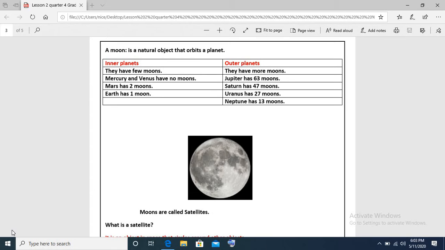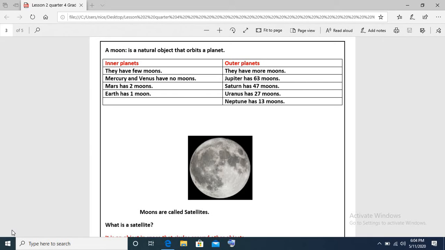Hi, grade 5. We're going to continue now with the solar system. First we took the inner planets and the outer planets and how they are revolving around the sun. And we said that the solar system is formed of the sun, planets, and stars. Here we're going to talk about the moon.